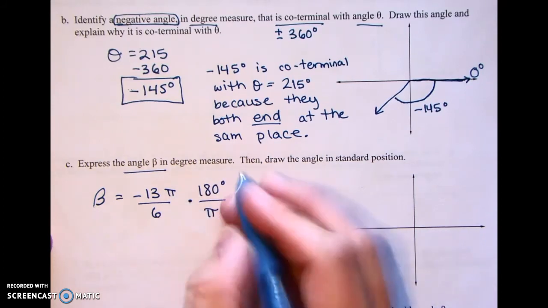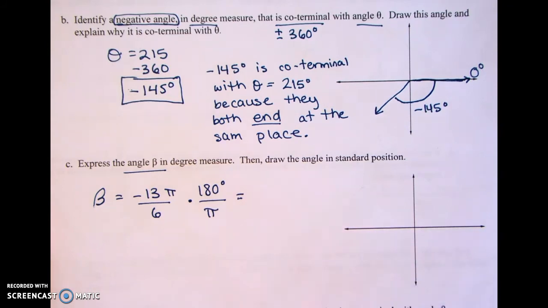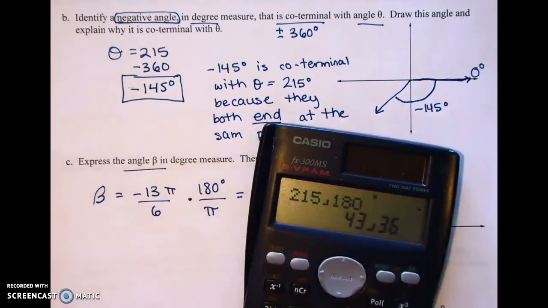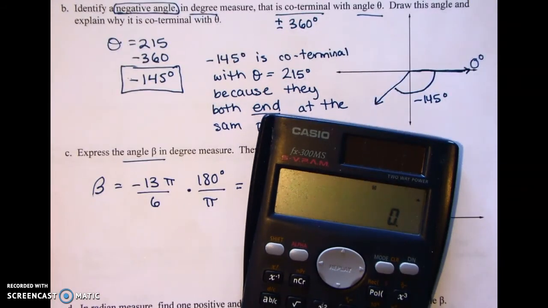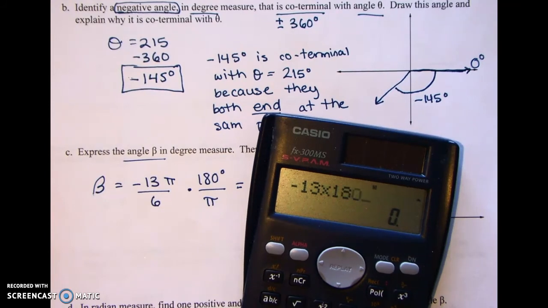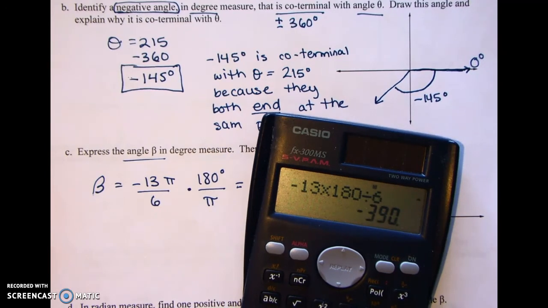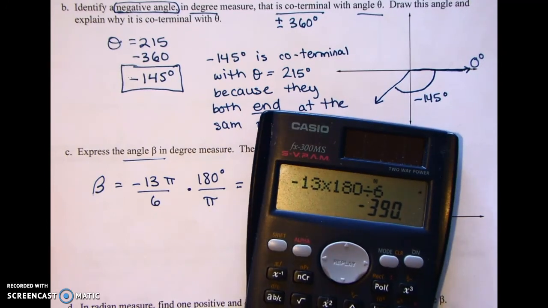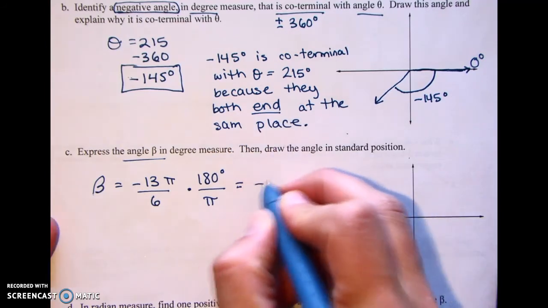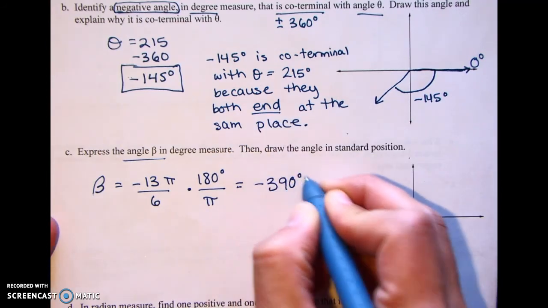Now the pi's cancel. And in our calculator, here's how we're going to do that. We're going to do negative 13 times 180 divided by 6. What's that going to be? Negative 390. You have to put degrees here, you guys.